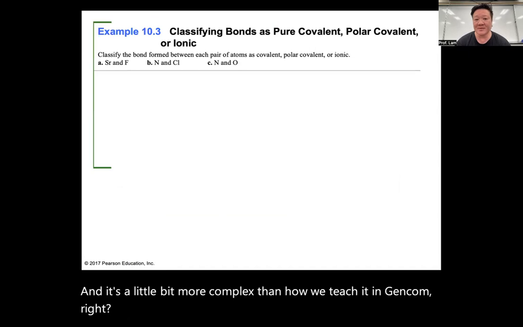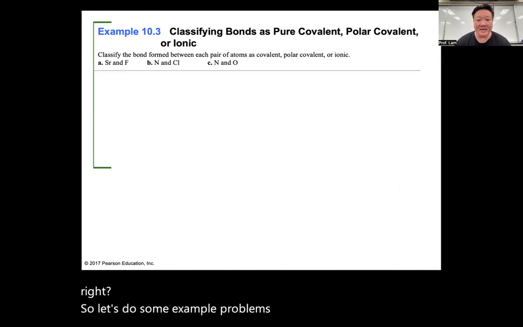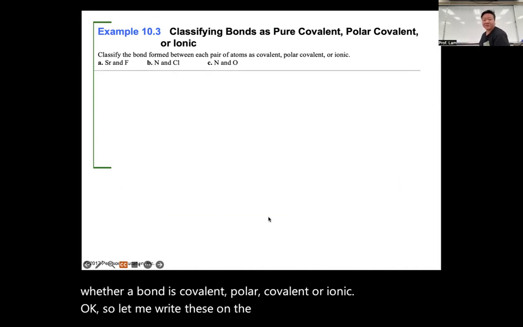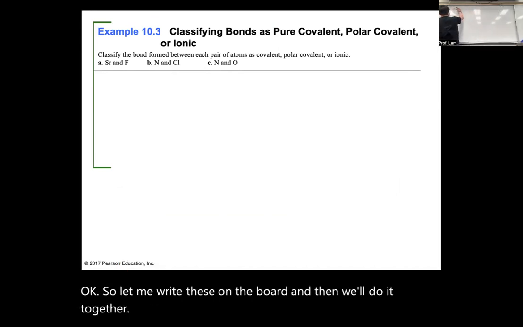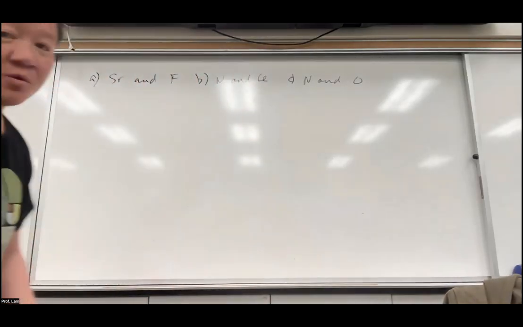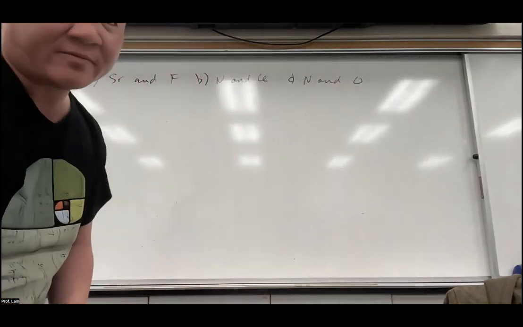So let's do some example problems now, so that we can classify whether a bond is covalent, polar covalent, or ionic. Okay, let me write these on the board and then we'll do it together. The first one, A, is between strontium and fluorine.